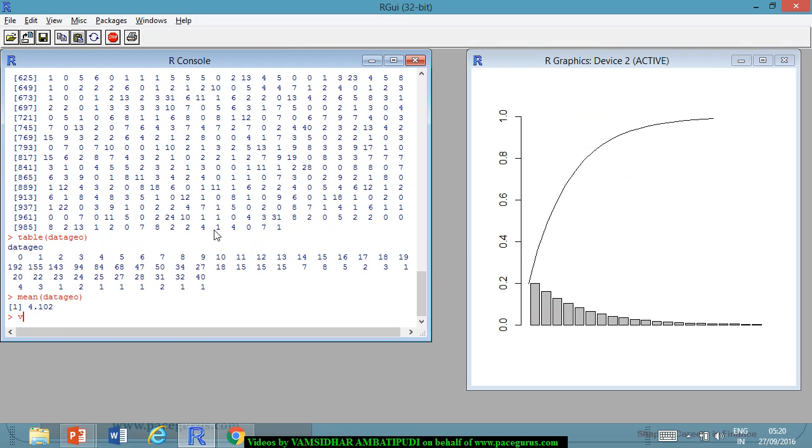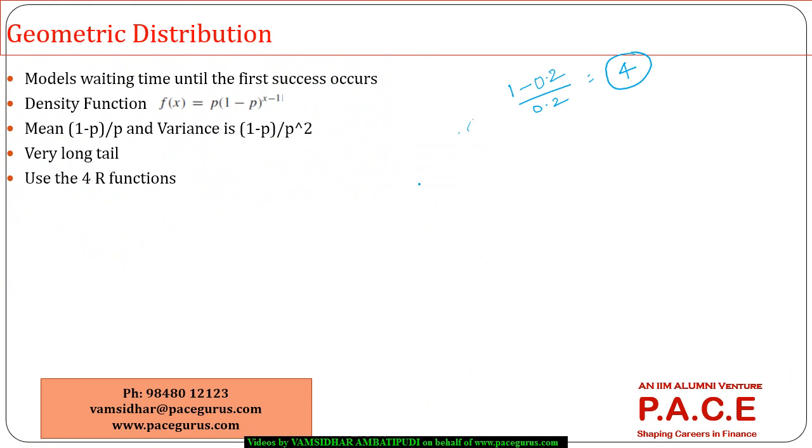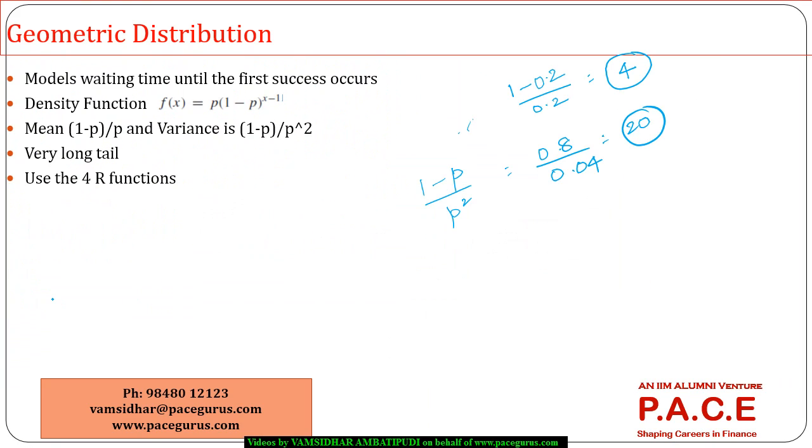And if you are looking at the variance in this case, the variance is also much higher, 22, because variance comes out as (1 minus p) by p squared. So 0.8 by 0.04, which actually works out as 20 theoretically, and even our data is coming closer to that. The variance given by my data is around 22.